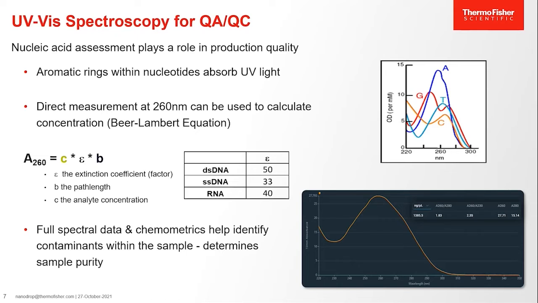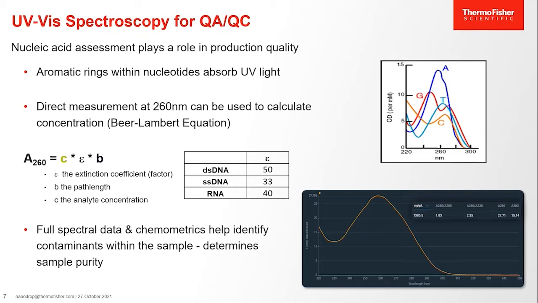Different molecules absorb different amounts of light, and that's where that factor comes in. And we can see that the factor changes depending on the molecule of interest, whether that's double-stranded DNA, single-stranded DNA, or RNA. What you'll see here is that we're really focusing on a single wavelength with the Beer-Lambert equation, 260 nanometers. But by eye, you can see that there's much more data here.